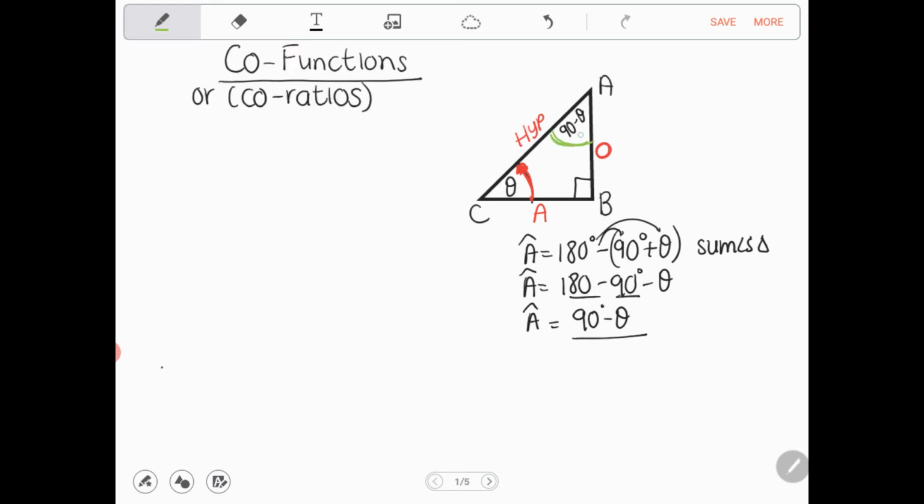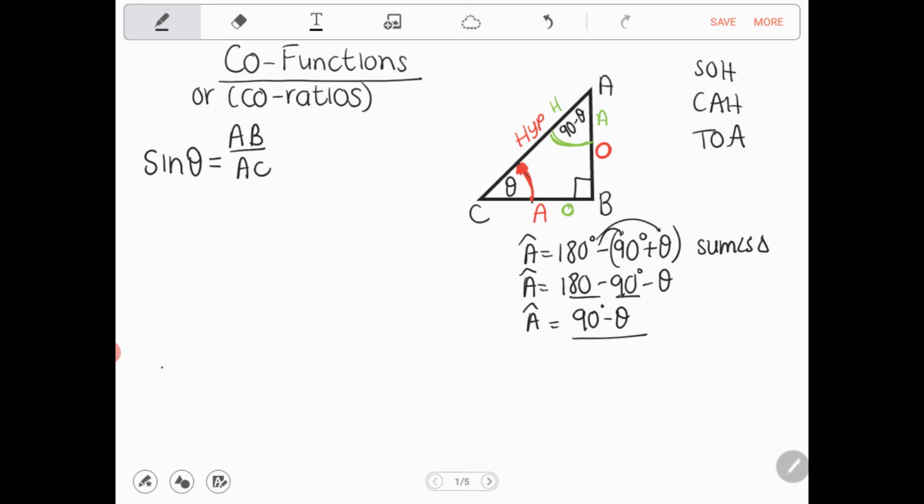And then for 90 minus theta, this would be the adjacent side, this would be the opposite side, and then this would obviously still be the hypotenuse. Okay, so let's look at, if I said what is the sine of theta, we would say it was opposite over hypotenuse. So for theta, the red one, sine would be AB, the opposite, over the red one, hypotenuse AC.